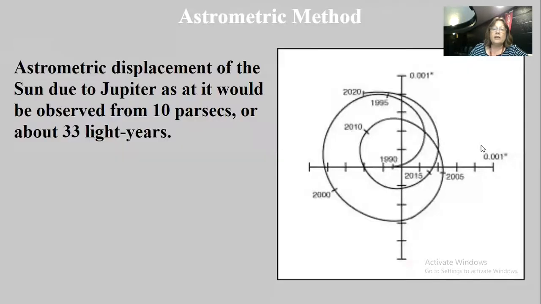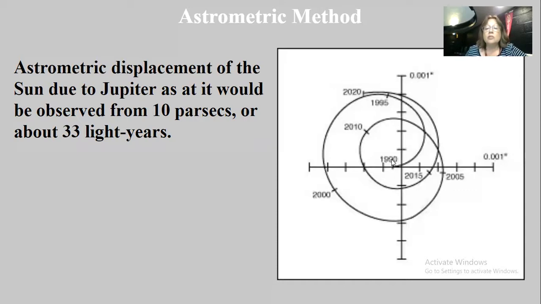So what if we were to look at the sun and Jupiter from a distance of about 33 light years away? A light year is the distance that light travels in a year. So we would have to move quite a distance away. But if we could do that and we could observe the sun and the effect that Jupiter has on the sun, we would see the sun making a wobble pattern like that shown in the image.